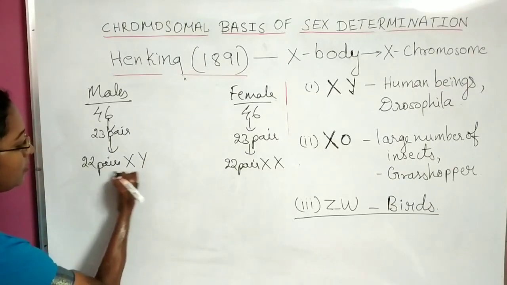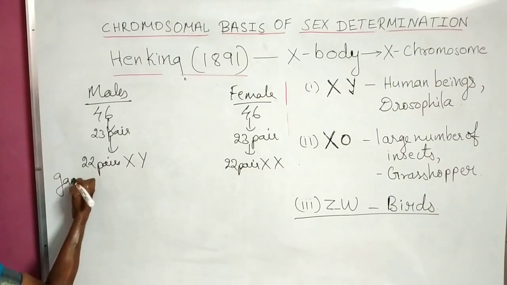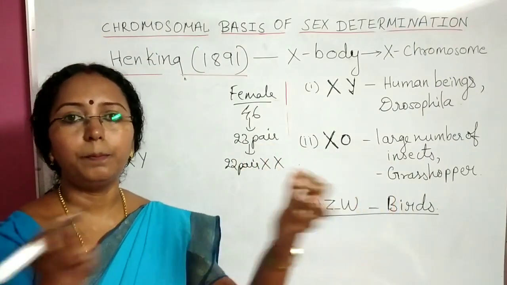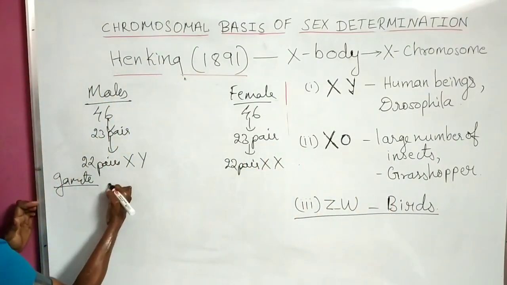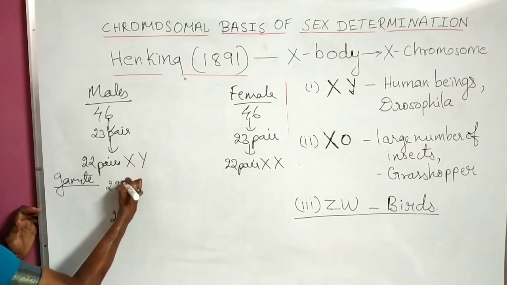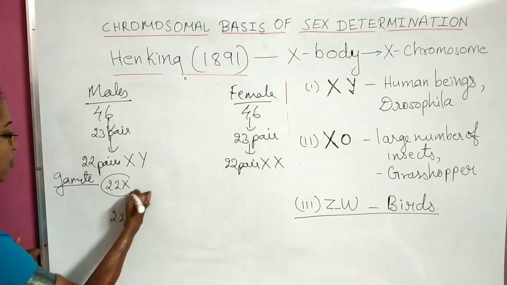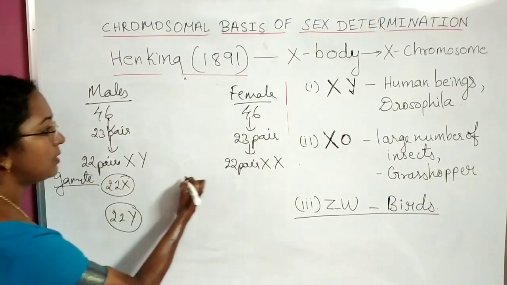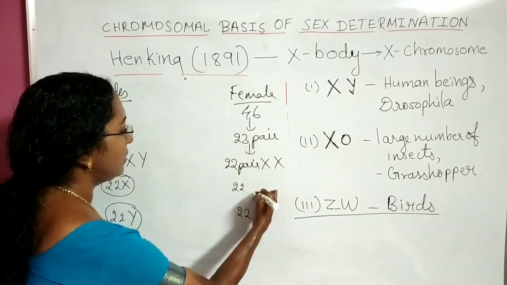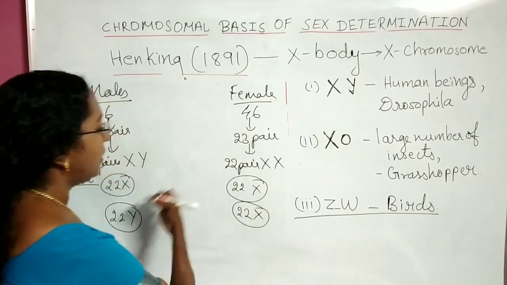Out of this 22 pairs plus this, if they are producing a gamete, during gamete formation, what happens? The pairs split out, isn't it? So 22 pairs, they are splitting out 22, 22. XY also. X will go with one gamete. Y will go with another gamete. So these are the 2 gametes produced. In the case of female, here also splitting of autosomes will take place. And one X with one gamete, another X with another gamete. Gametes are produced.